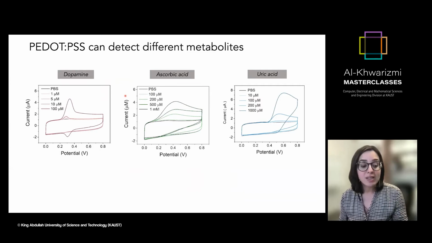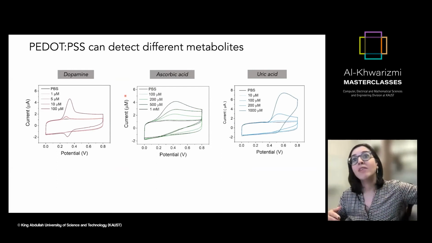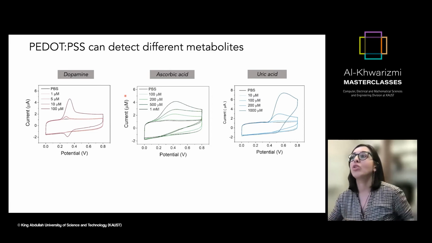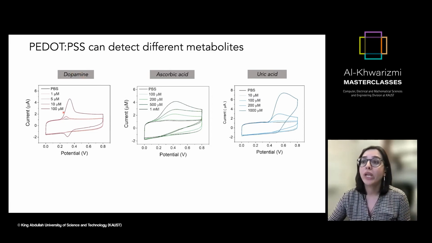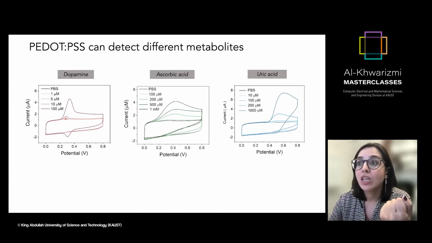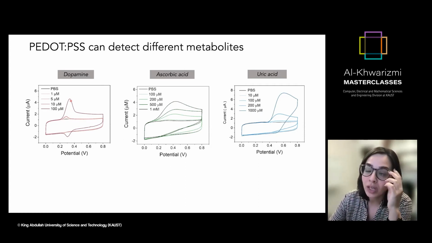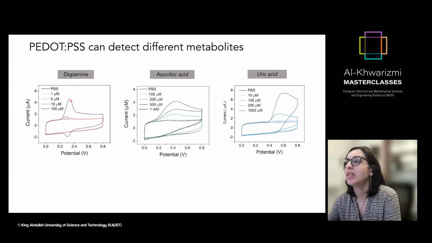And PEDOT PSS is a polymer that detects also species other than glucose without having any biorecognition unit like glucose oxidase. For instance, it is sensitive to dopamine. When you add dopamine on top of PEDOT PSS, you see there are some peaks that are appearing here that are coming from the reaction of dopamine with PEDOT PSS.